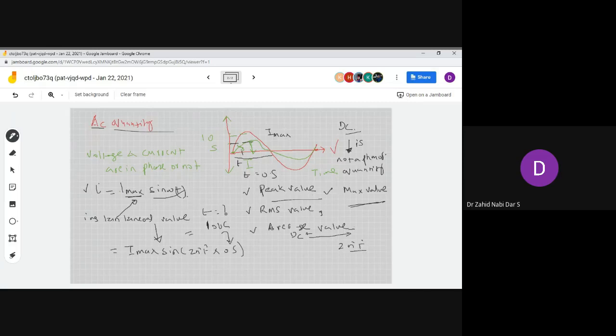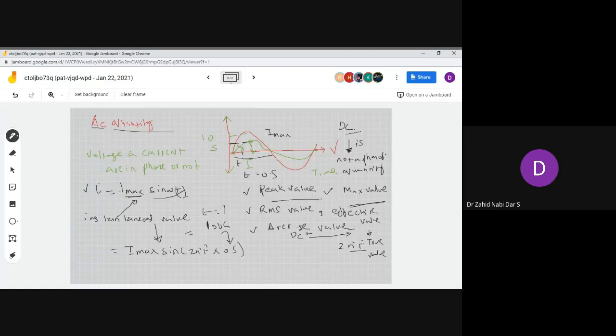Somebody was having a doubt. Is crest value and peak value the same? Yes, crest value and peak value are the same. RMS value, effective value, and also true value: these three quantities are the same.